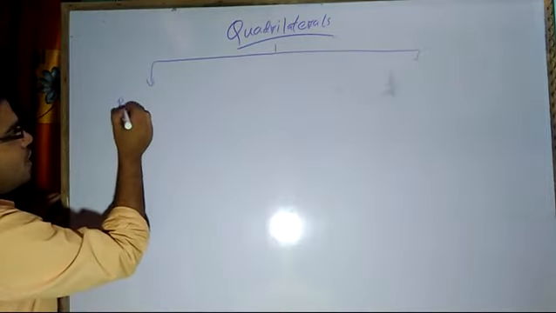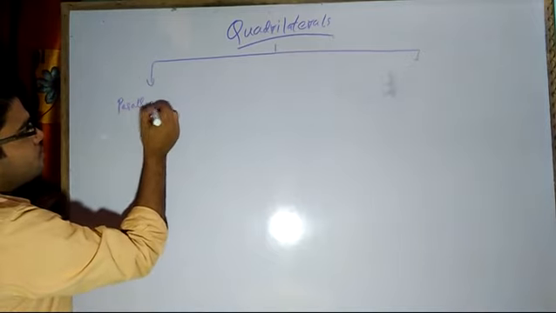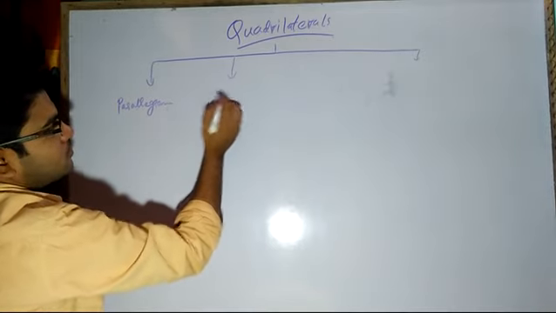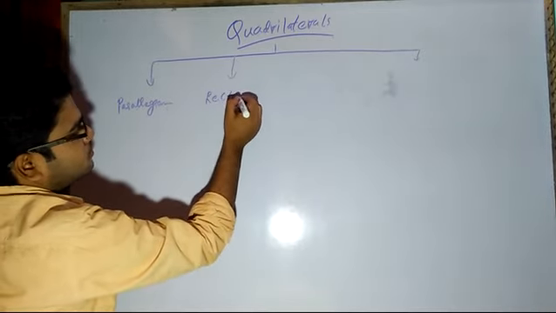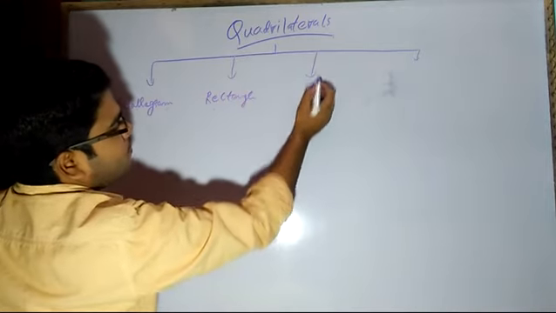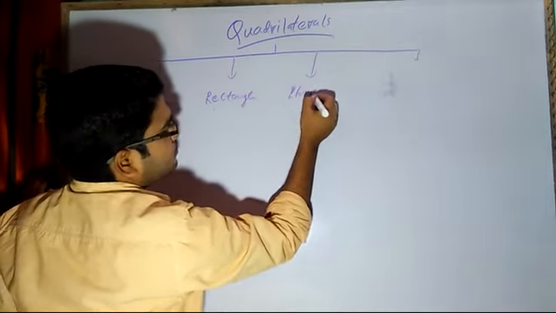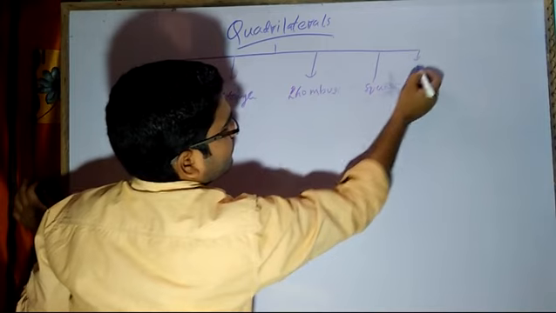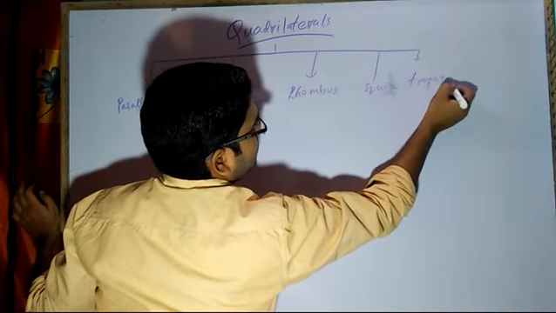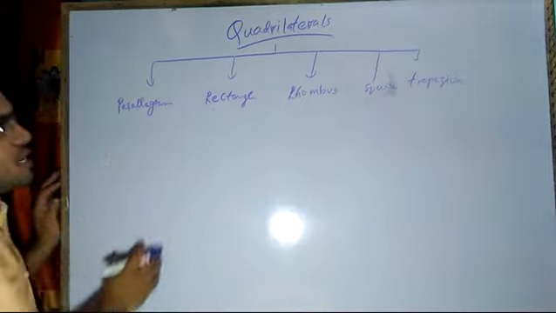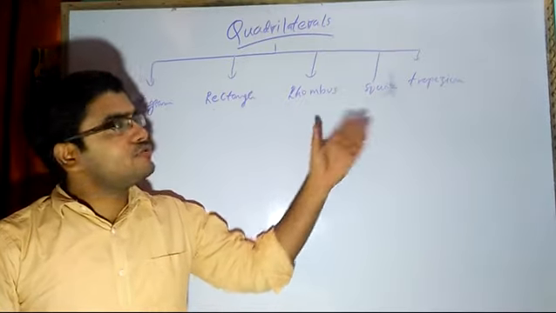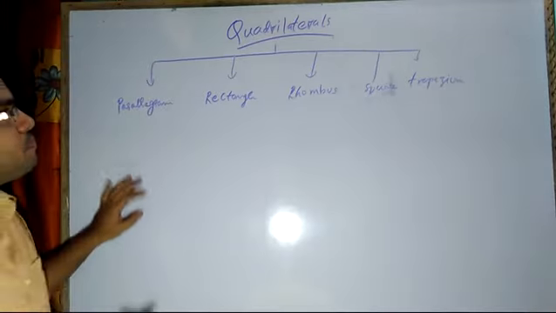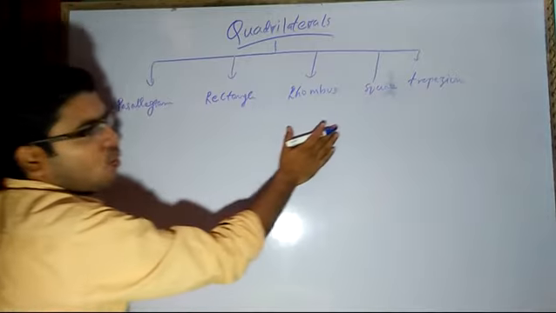First is parallelogram. Then we have rectangle. Then we have square, rhombus. Then we have trapezium. These are basically the 5 types of quadrilaterals which we study as part of our syllabus. Now, we will be seeing each one by one.